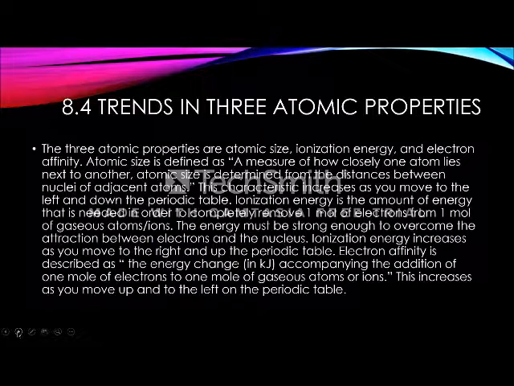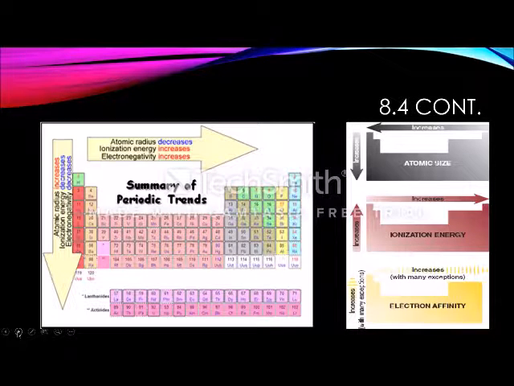Ionization energy is the amount of energy that is needed in order to completely remove 1 mole of electrons from 1 mole of gaseous atoms or ions. The energy must be strong enough to overcome the attraction between electrons and the nucleus. Ionization energy increases as you move to the right and up the periodic table. Electron affinity is described as the energy change in kilojoules accompanying the addition of 1 mole of electrons to 1 mole of gaseous atoms or ions. This increases as you move up and to the left on the periodic table. Both diagrams show the different trends in the 3 atomic properties.